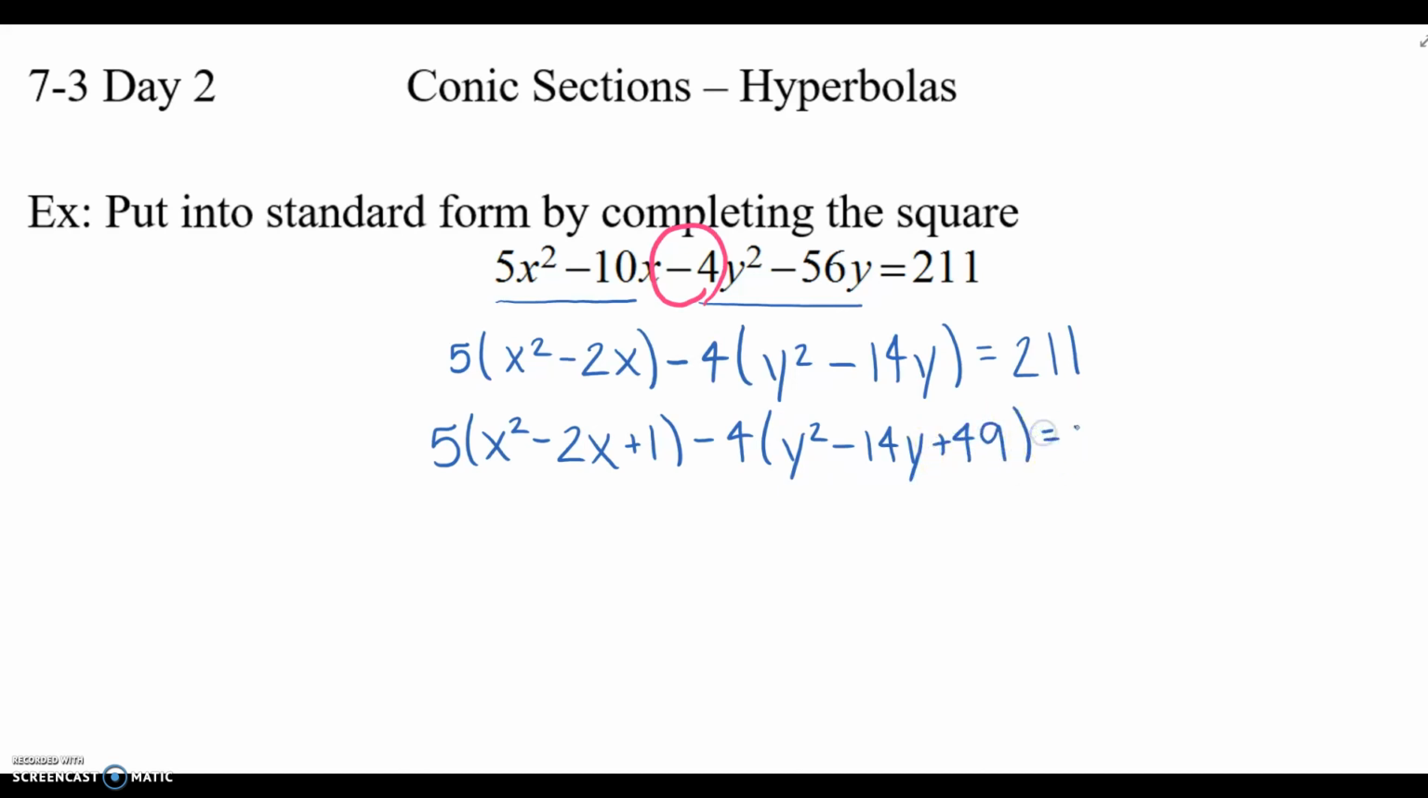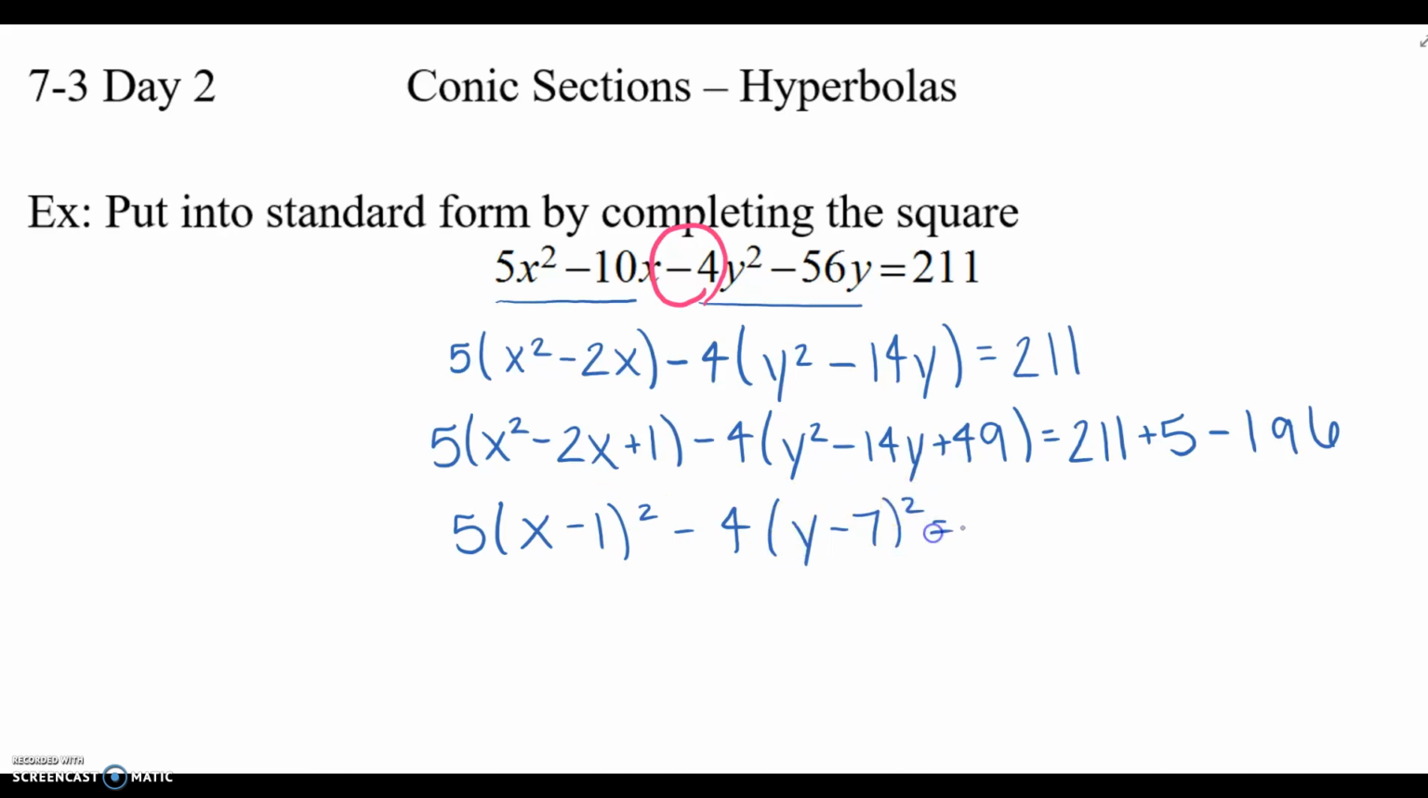Then we need to add 5 times 1, so 5, and negative 4 times 49, which is negative 196. So now we can factor on the left and simplify on the right. So we still have our 5 out there. And this factors to be 5 times x minus 1 squared minus 4 times y minus 7 squared equals, and 211 plus 5 minus 196 gets us 20.